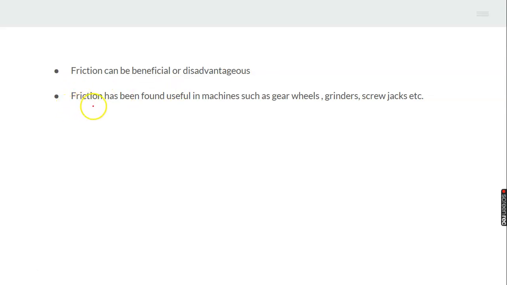And the last one is that friction has been found useful in machines such as gear wheel, grinder, screw, generator, name it. You have so many machines and engines that without friction, it won't be possible for the machine to move or to work efficiently, although it affects its efficiency too.